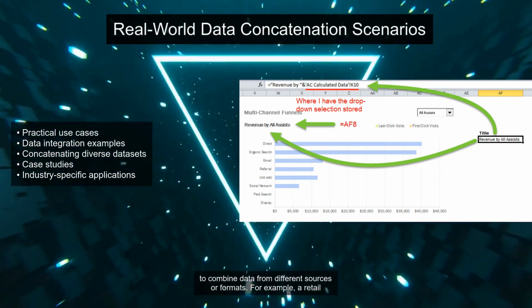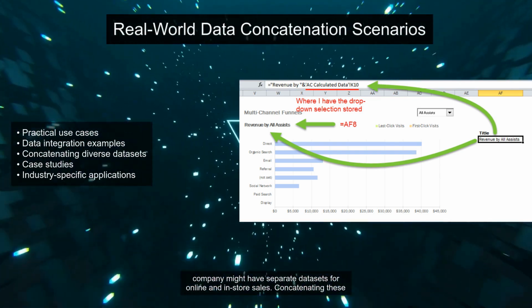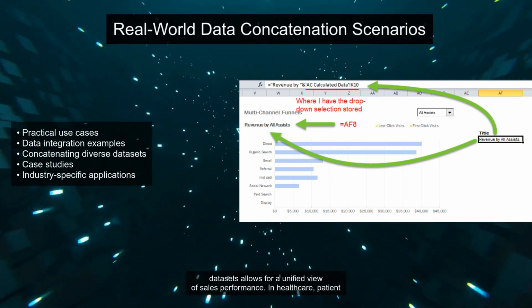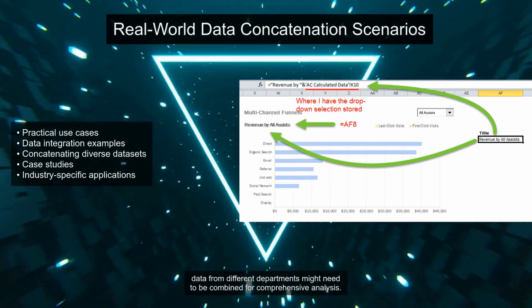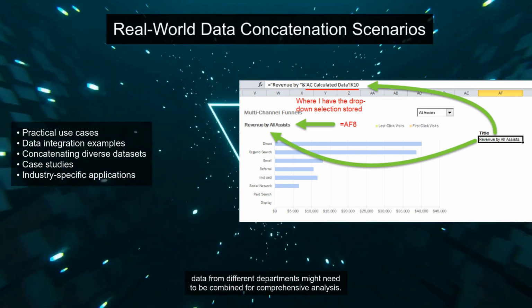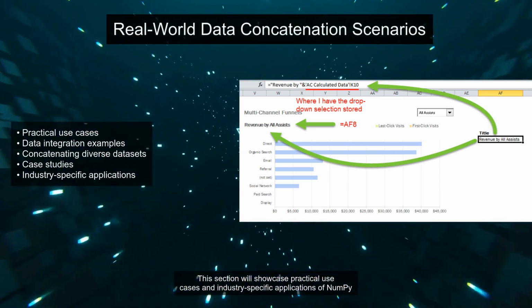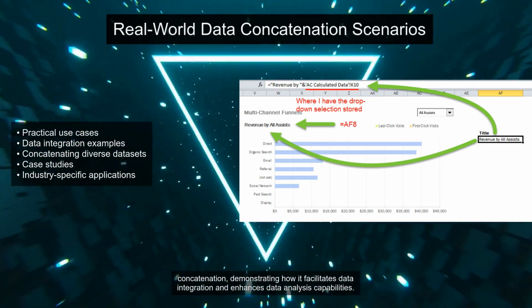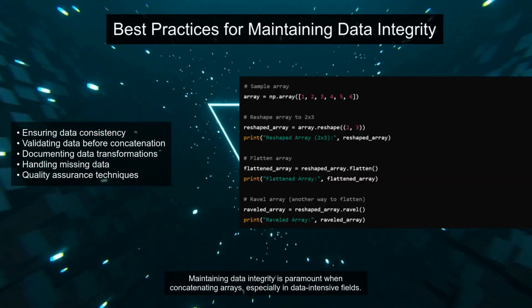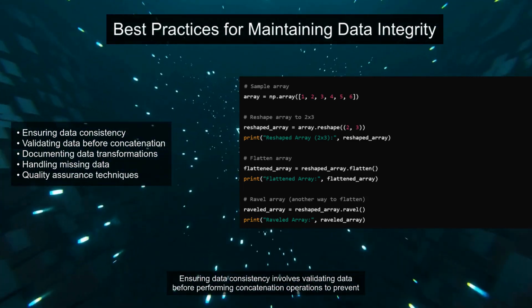For example, a retail company might have separate datasets for online and in-store sales. Concatenating these datasets allows for a unified view of sales performance. In healthcare, patient data from different departments might need to be combined for comprehensive analysis. This section will showcase practical use cases and industry-specific applications of NumPy concatenation, demonstrating how it facilitates data integration and enhances data analysis capabilities. Maintaining data integrity is paramount when concatenating arrays, especially in data-intensive fields.